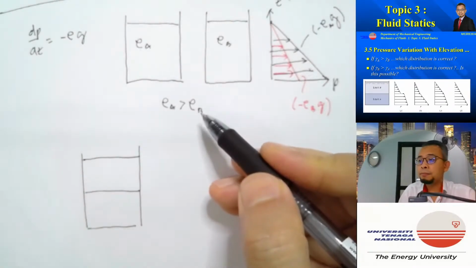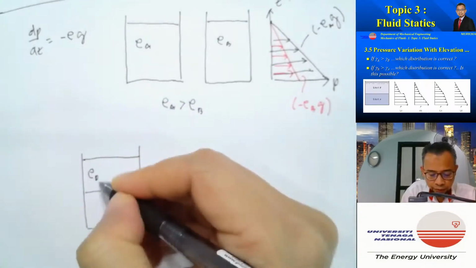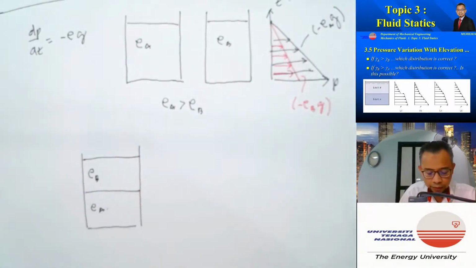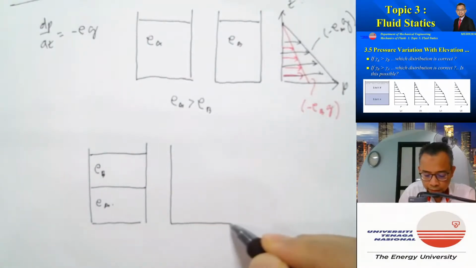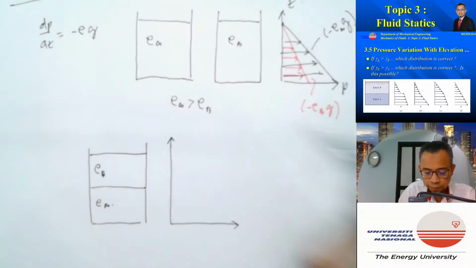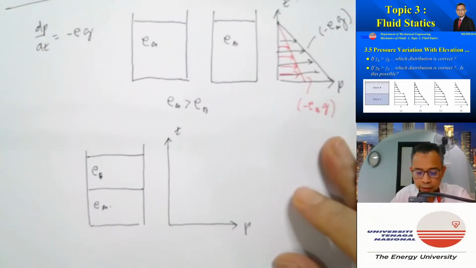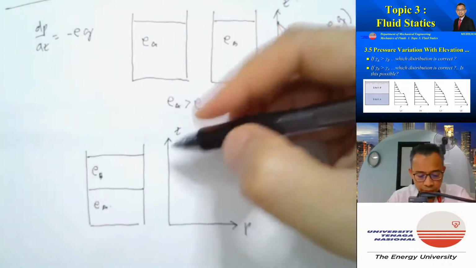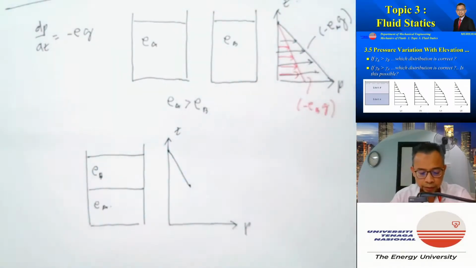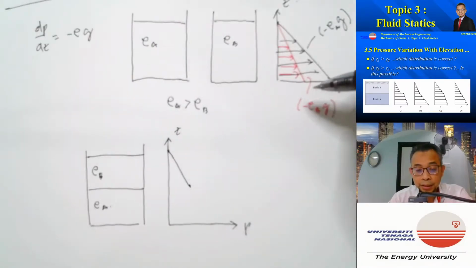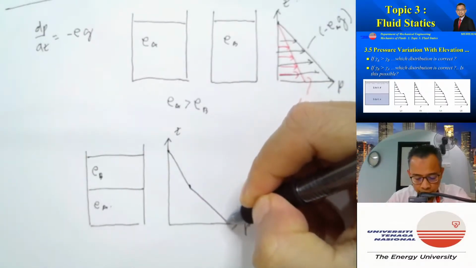Since the density of B is lesser than the density of A, fluid B will settle on top of fluid A. And then if I were to draw how the gauge pressure varies with Z, first of all, for fluid B, the gauge pressure is 0 there, then it varies like that. Then after that, within fluid A, which has higher density than fluid B, the gradient will be larger. So it will be like that.